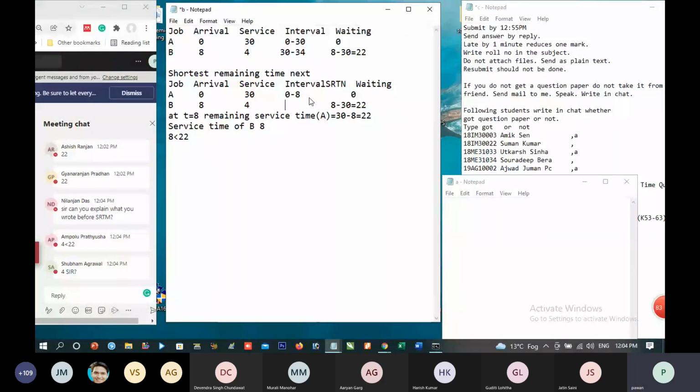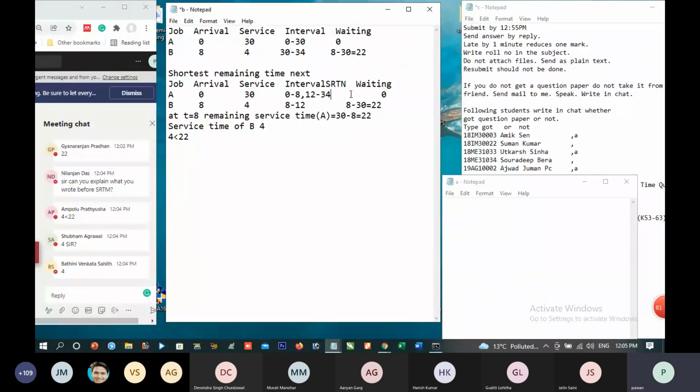Oh, service time, yes, service time of this is 4. 4 is fully correct. Good thing. You should correct the mistakes. 4 is less than 22. So we shall not continue with A, we shall preempt it and we'll do from 8 to 12. And from 12 to 34, we shall complete it.